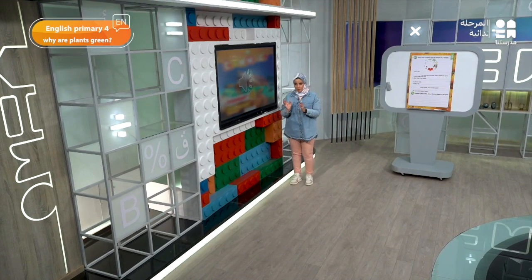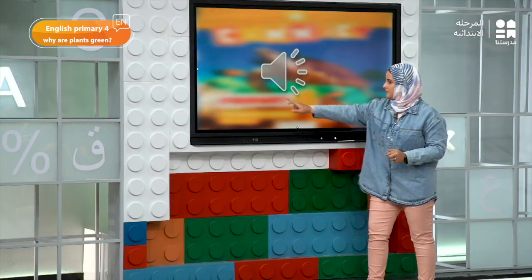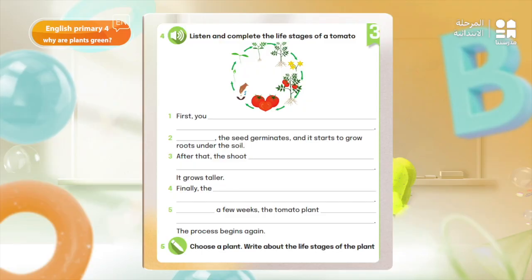Let's listen to the audio. While you are listening, I want you to fill in the gaps to make complete sentences. Unit 3, Lesson 5, page 59. Exercise 4. Listen and complete the life stages of a tomato.